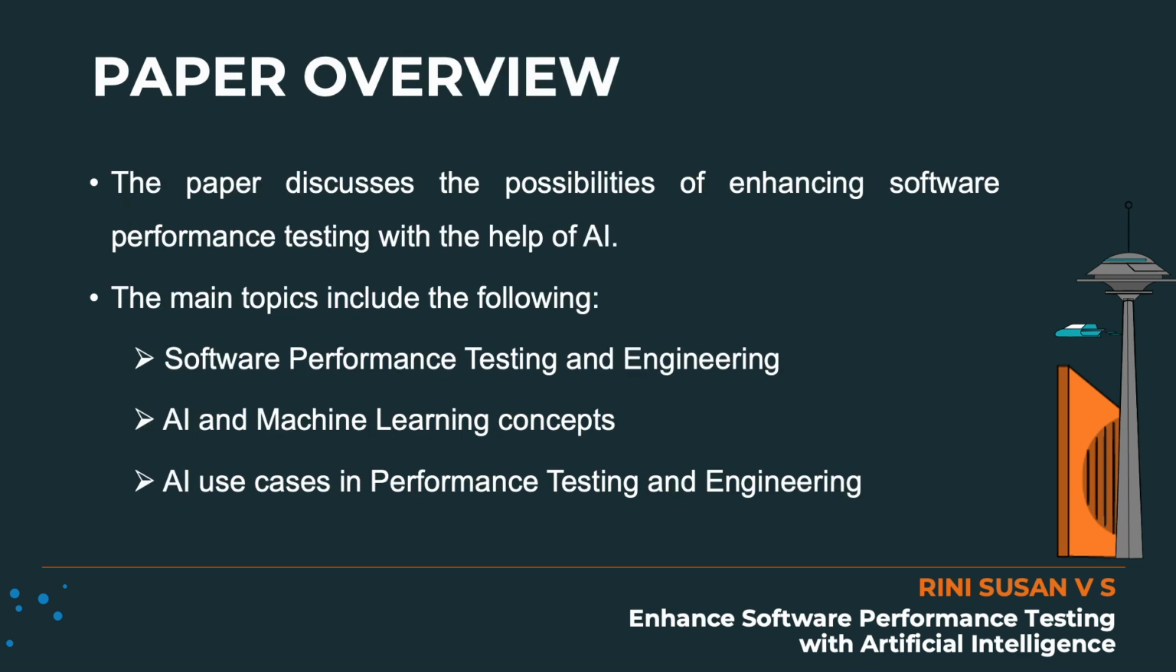Again, about this paper, since I'm mainly doing performance testing, I've tried to see where the possibilities are, wherever we can enhance software performance testing with the help of AI. So I wanted to talk at a high level about AI and machine learning concepts. Then we'll understand what software performance testing and software performance engineering are, and how they are different. Then we'll see some of the use cases where I feel AI can help.